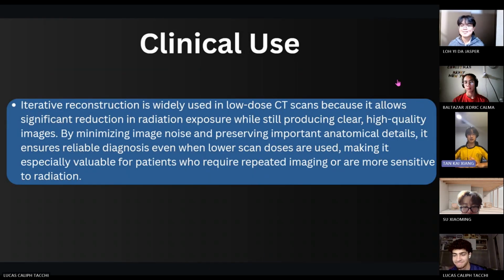Thank you, Lucas. Iterative reconstruction is widely used in low-dose CT because it significantly reduces radiation exposure while maintaining good image quality. By lowering image noise and preserving important anatomical details, it allows reliable diagnosis even at reduced scan doses, especially for patients who require repeated imaging.